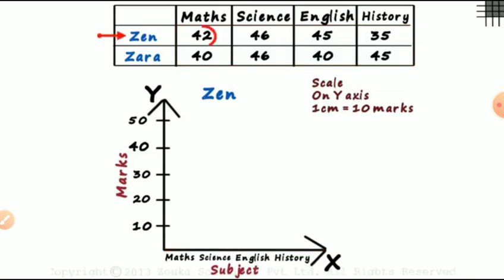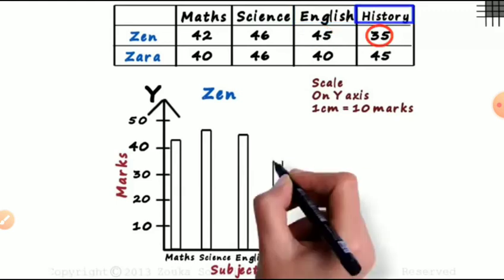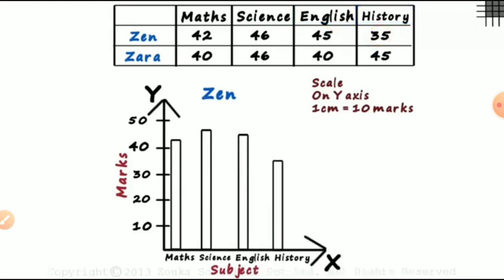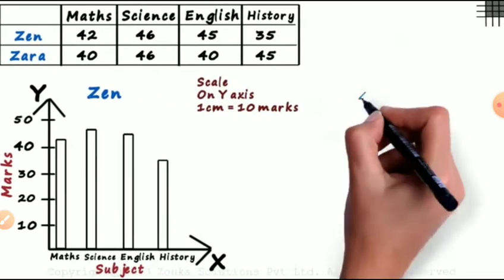Zen has scored 42 marks in maths, so we draw the bar accordingly. He has scored 46 in science. The bar will be slightly bigger than the one for maths. 45 in English and 35 in history. So we have Zen's bar graph ready. Now let's draw the bar graph for Zara.